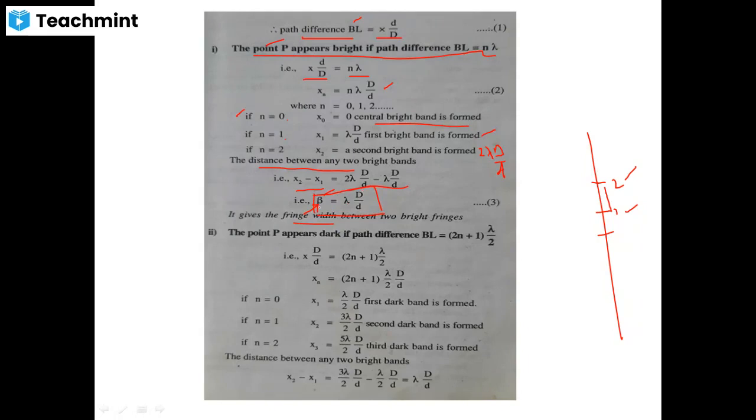What is beta? Fringe width. What is lambda? The wavelength of the incoming light. What is capital D? The distance between the screen and the slit. What is small d? The distance between the two slits A and B. So ultimately, you see that this beta is equal to lambda into capital D divided by small d. This is for the bright fringe. In the same way, we do it for the dark fringe.